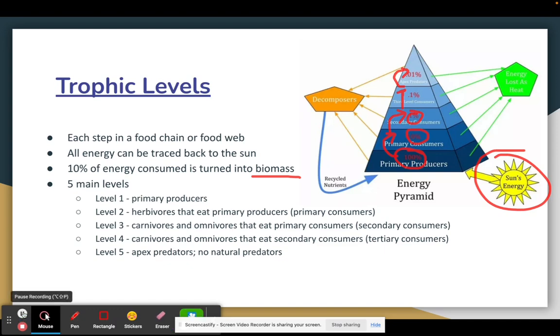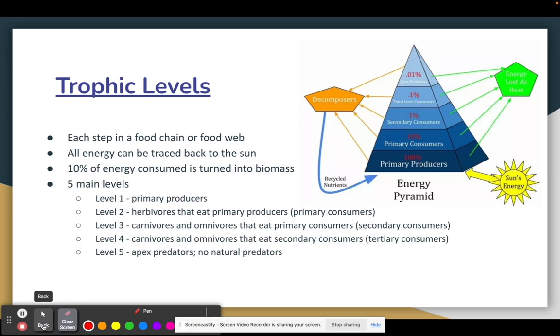What I want you to realize is that because the producers make so much energy from the sun, primary consumers actually don't need to eat as much as organisms that are tertiary level consumers or apex predators. By the time the food an apex predator eats reaches it, most of the energy that has been produced by the primary producers has been used up by the organisms below. So that's why apex predators need to eat a lot more than primary consumers do.